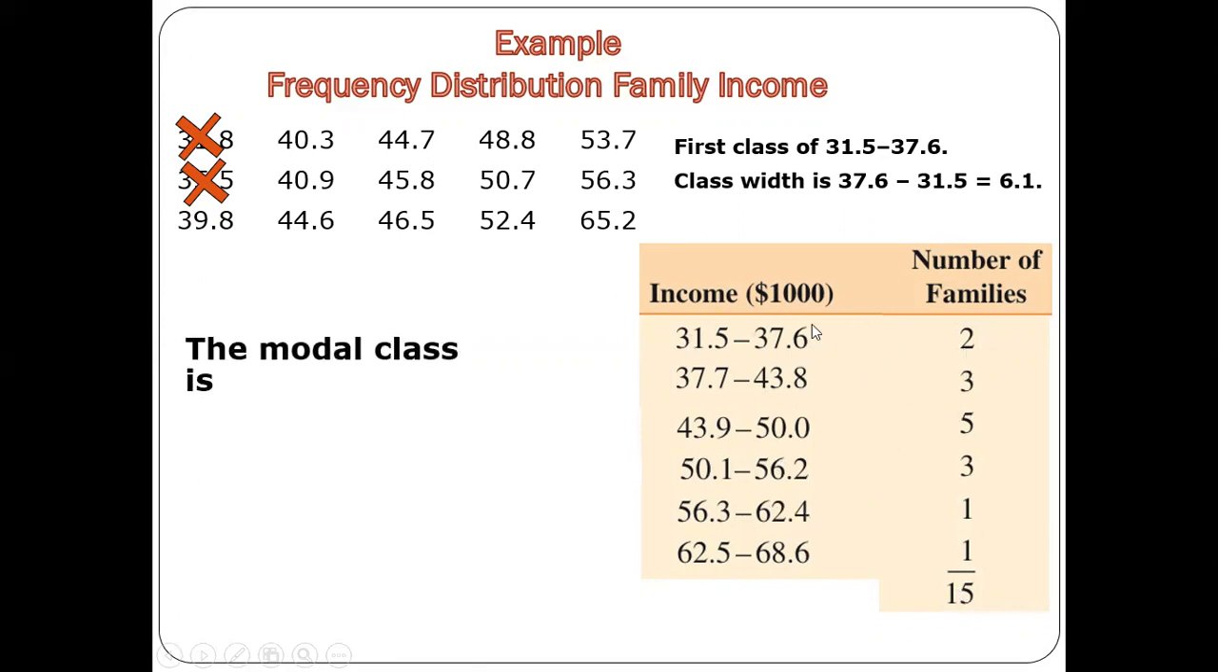So from the table, we can obtain our modal class, which is the class with the highest frequency. According to the table, the class with the highest frequency is 43.9 to 50 because it has the highest frequency, 5.